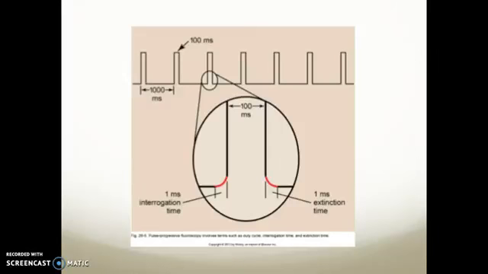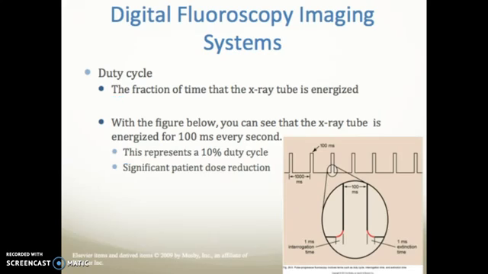So this gives you an idea here. You have your 100 milliseconds for the whole thing, with a 1 millisecond integration time and then a 1 millisecond extinction time. Your duty cycle is the fraction of time that the X-ray tube is energized. Here, that's the 100 milliseconds. With the figure below, you can see that the X-ray tube is energized for 100 milliseconds every second. So this represents a 10% duty cycle. It's really important in reducing the patient dose.